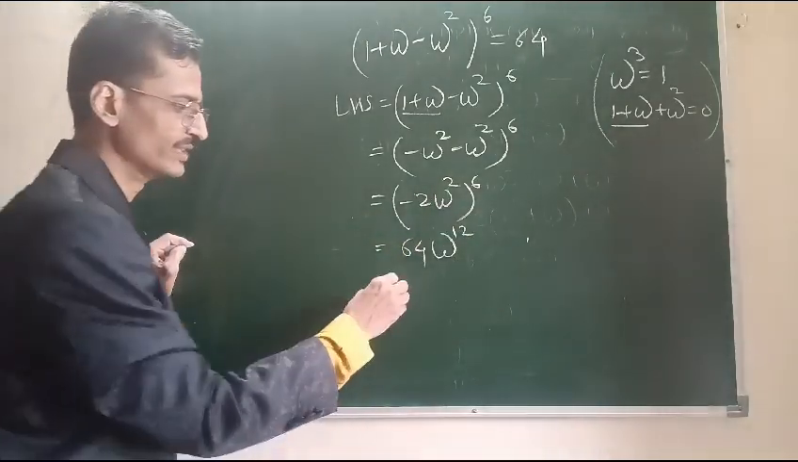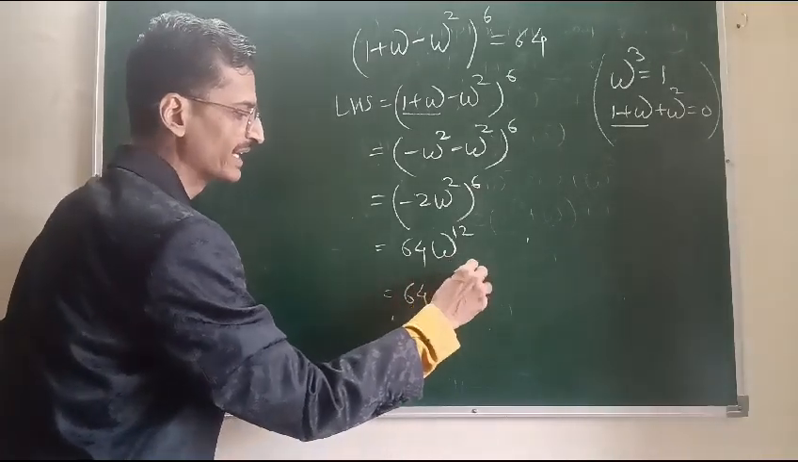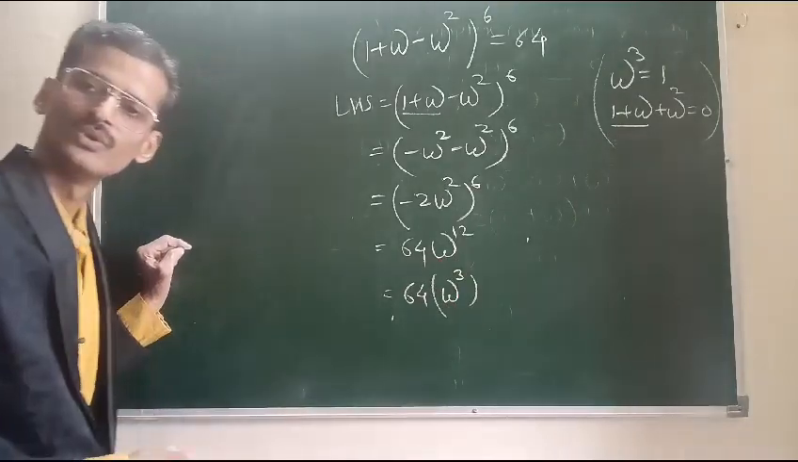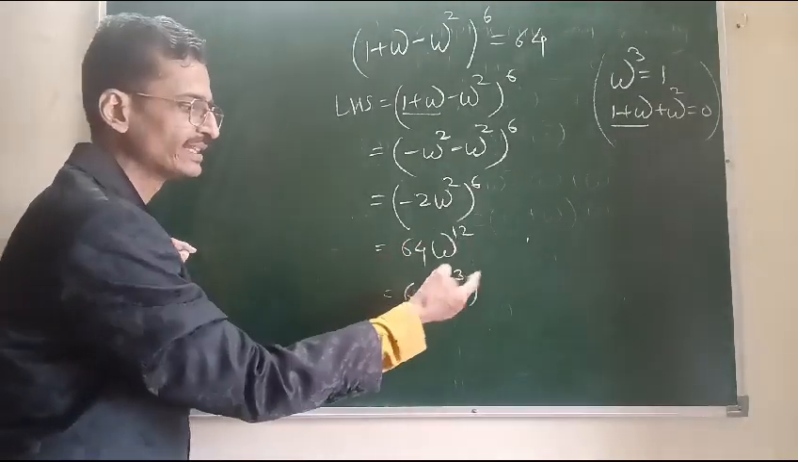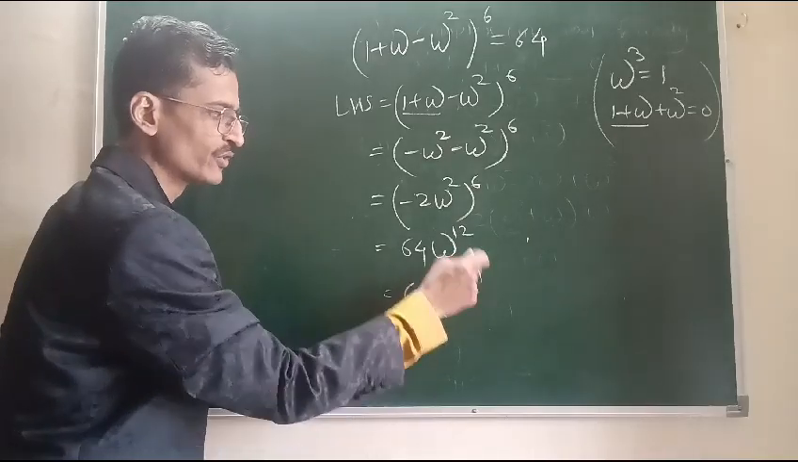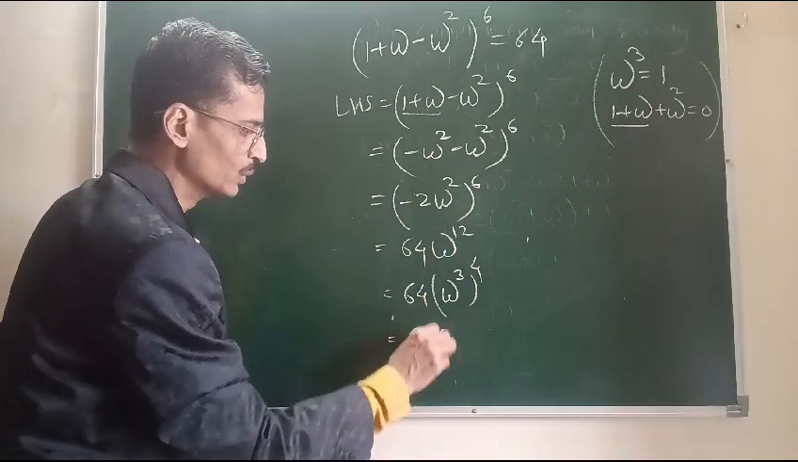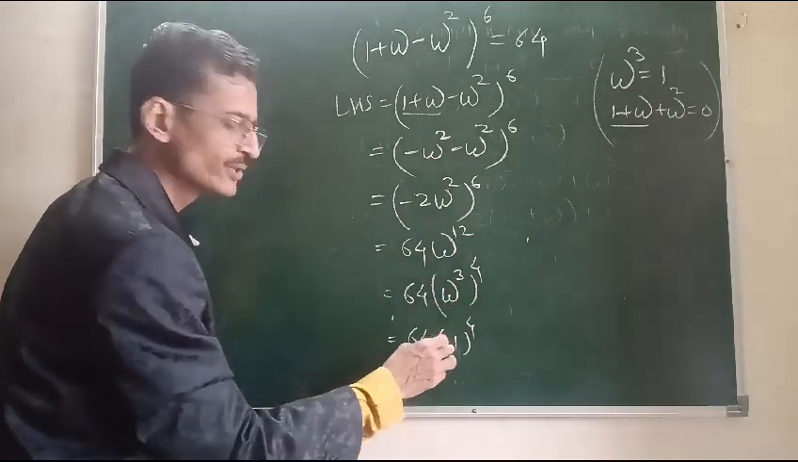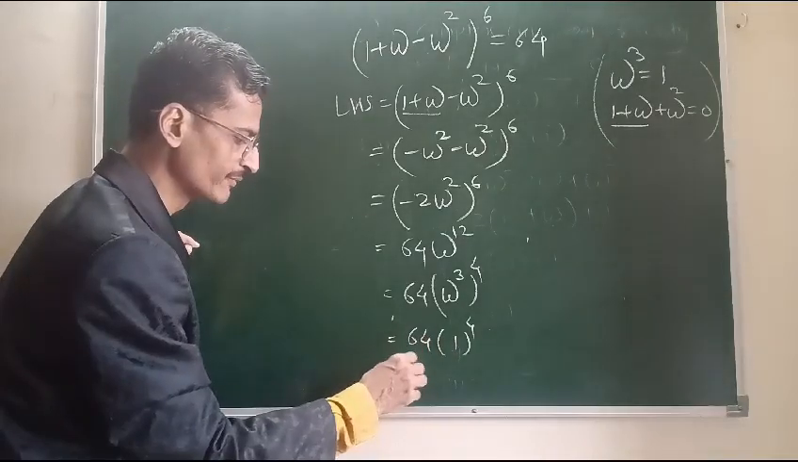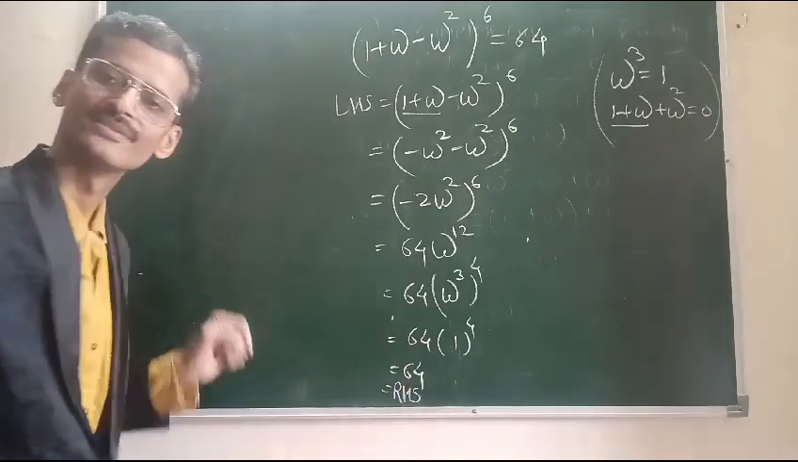Now how can we solve this? Omega raised to 12. Write this first as omega cube raised to. So how can we write the power? Divide 12 by 3. 12 by 3 is 4. Okay, so 3 4s are 12, that we know. So now 64 into omega cube, which is 1, raised to 4. 1 raised to 4 is 1, into 64 is 64, that is our RHS.